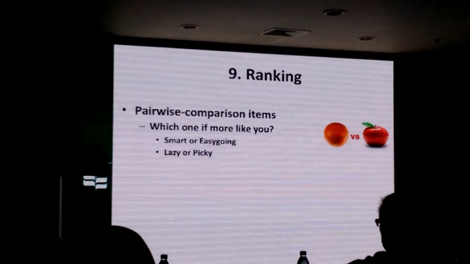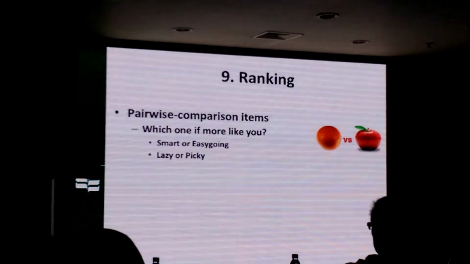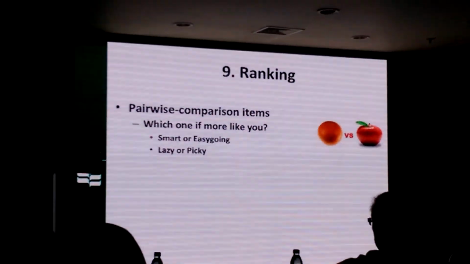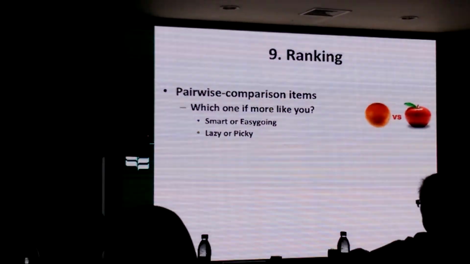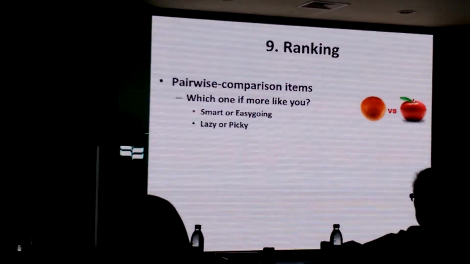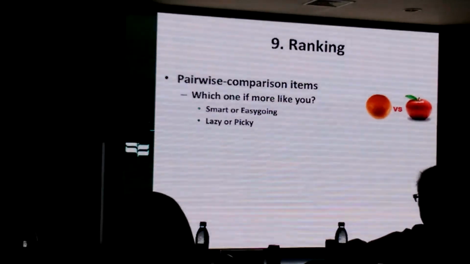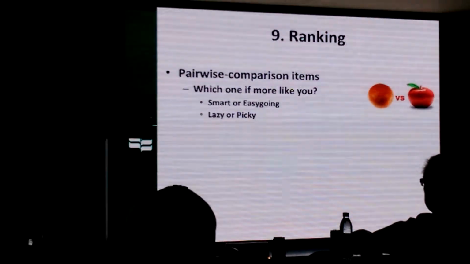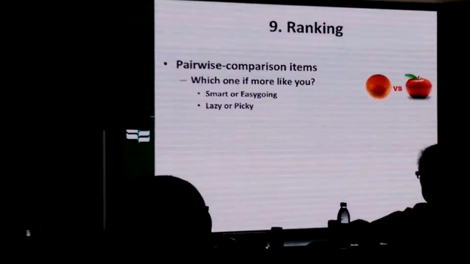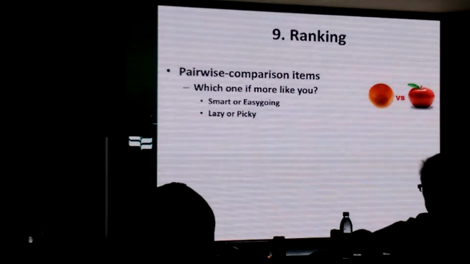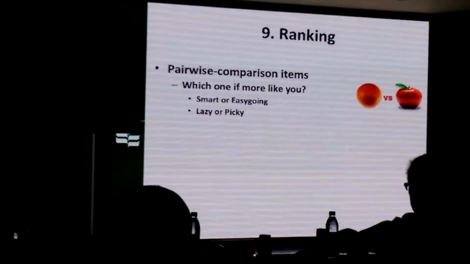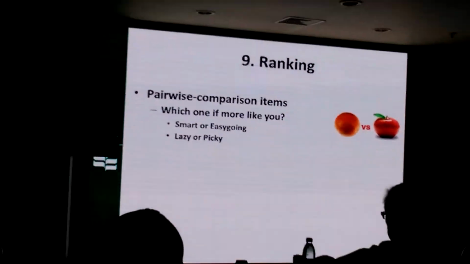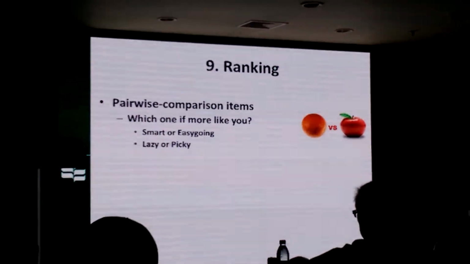Number 9, ranking. So far we are talking about the dominance item response model. Dominance means the more capable you are, the higher the probability of success. So the item response function is monotonically increasing, right? So you can compare whether person A is more capable than person B or not, so that we can make an individual comparison.